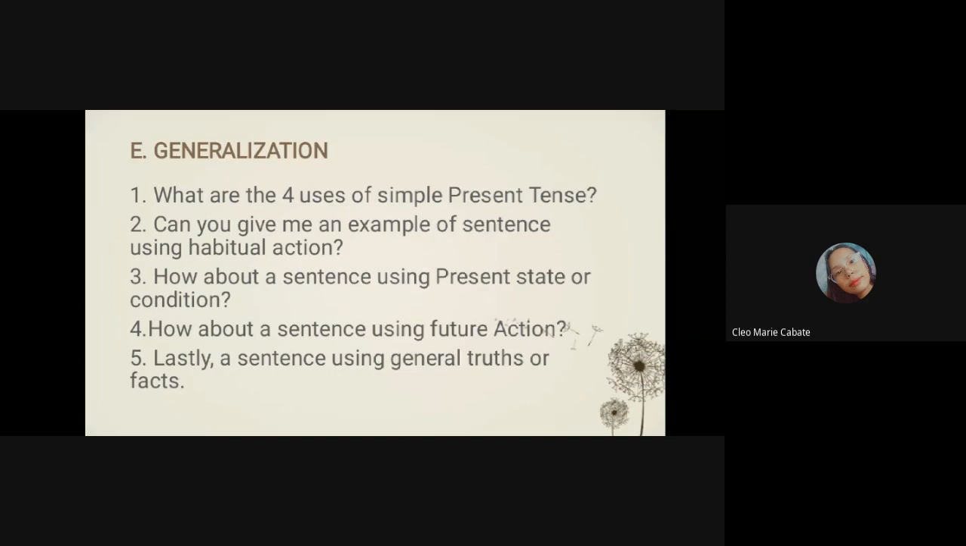Okay, for our generalization, again, what are the four uses of simple present tense? Who can answer? Okay, thank you. Can you give me an example of a sentence using habitual action? Okay, thank you. How about a sentence using present state or condition? Okay, thank you. Very good. How about a sentence using future action? Okay, thank you. Lastly, a sentence using general truths or facts. Who can answer? Okay, thank you. Very good.